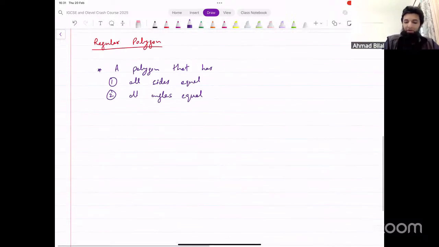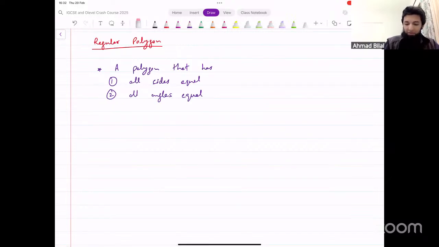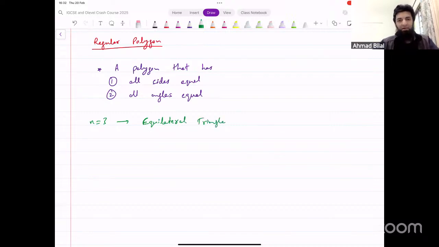Now, for regular polygons, there's some names that you need to remember as well. For a triangle, for instance, when n is equal to 3, if all sides are equal, what's that triangle called? That's called an equilateral triangle. Okay, so when you have an equilateral triangle, we can say that's a regular polygon, because all sides are equal, all angles are 60 degrees, they're all equal to each other as well.